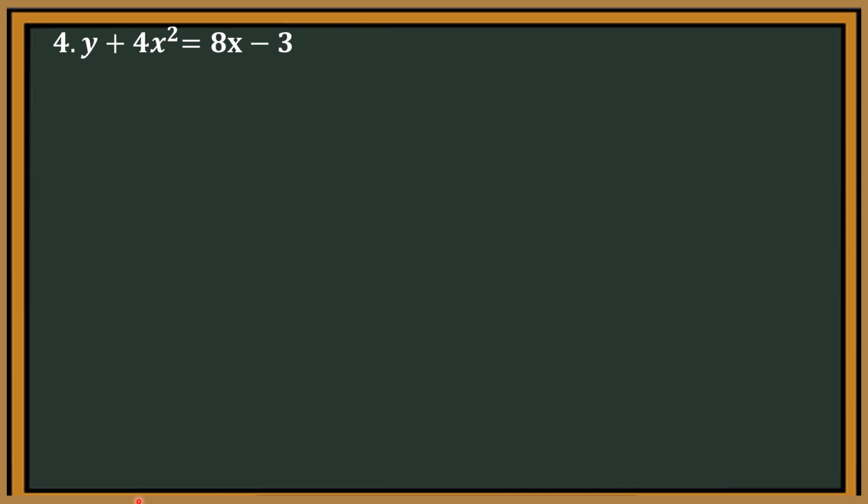Let's go to number 4. Y plus 4x squared is equal to 8x minus 3. So, kung titingnan ang given function, naka-general form. Ililipat lang natin ang 4x squared. Iaayos lang natin. So, paglipat ni 4x squared, magne-negative. Mag-change siya ng sign. So, y is equal to negative 4x squared plus 8x minus 3. So, kinopya lang natin itong dalawa. Nilipat lang natin ang 4x squared. So, yung function natin, naka-ayos na.